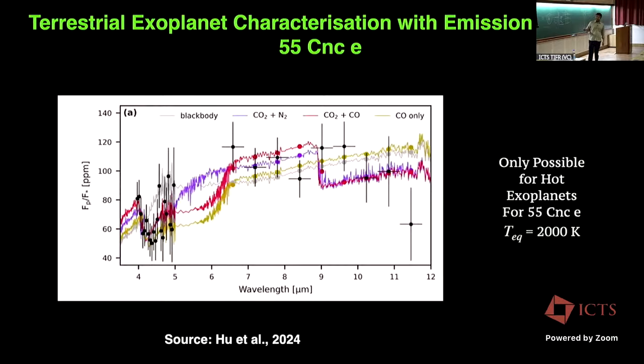We can characterize the high temperature terrestrial planets that we see here, but not low temperature ones, because in emission spectrum, whether a planet can be characterized depends heavily on the temperature. It's not just the scale height that matters. For transmission spectrum, it's the scale height, but in this case, the temperature matters.